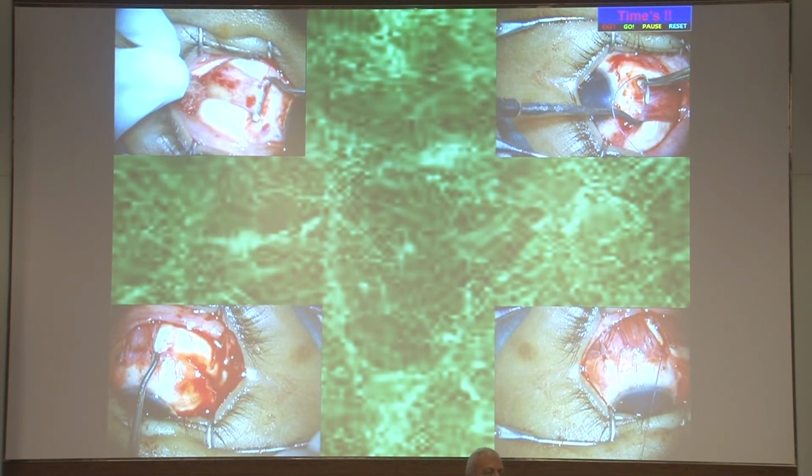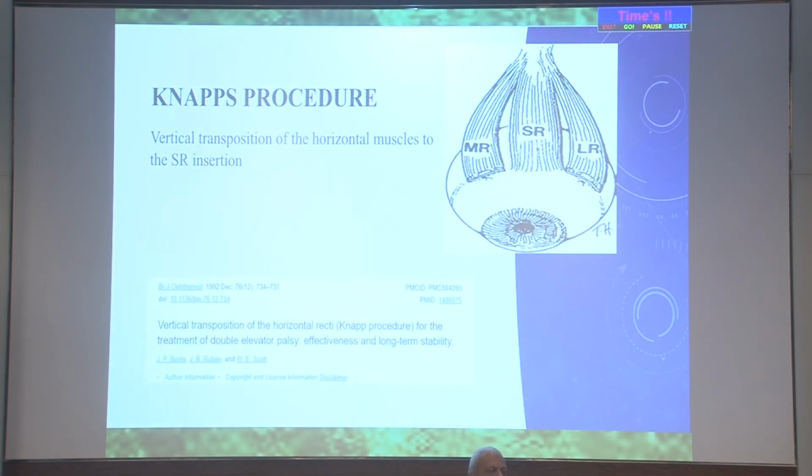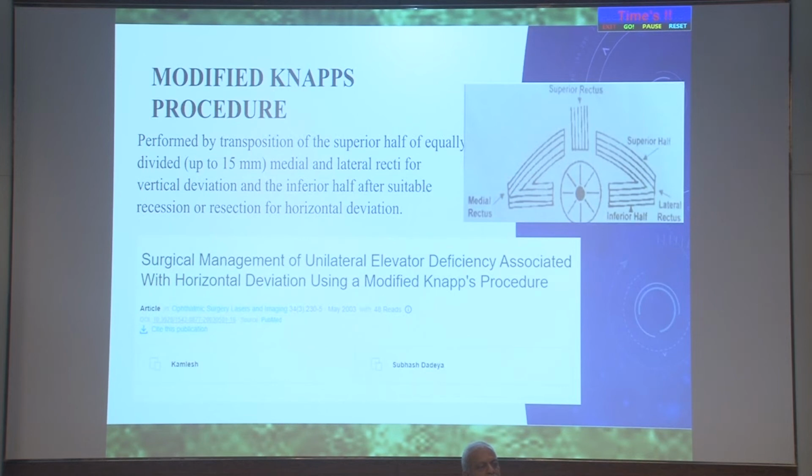These are the steps of NEPS procedure. So basically this NEPS procedure was described here. There is vertical transposition of horizontal muscles to the SR insertion. Then this NEPS has been modified in cases where there is associated horizontal deviation with elevator weakness.